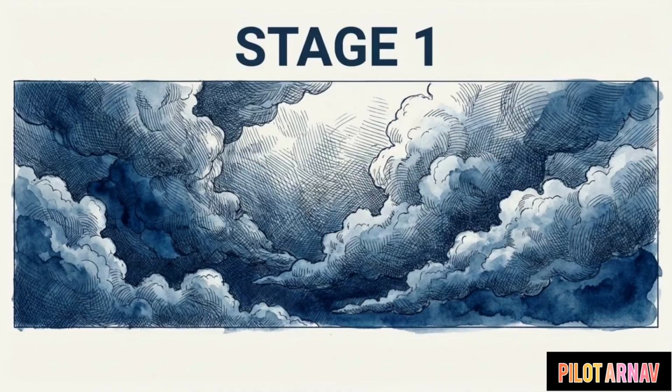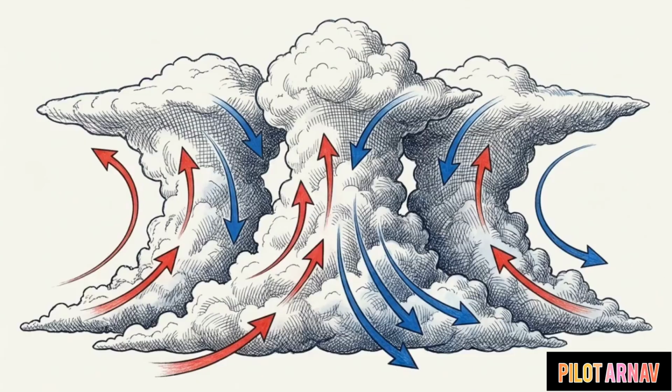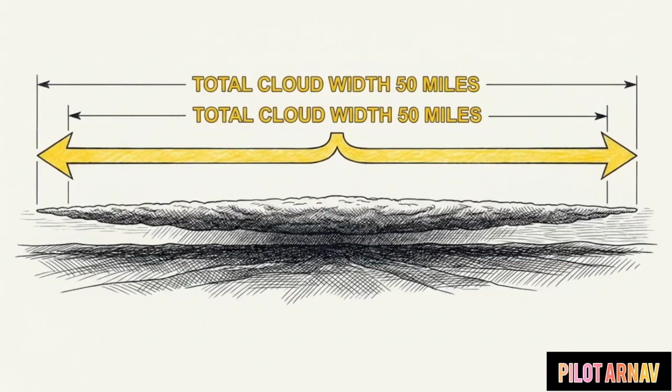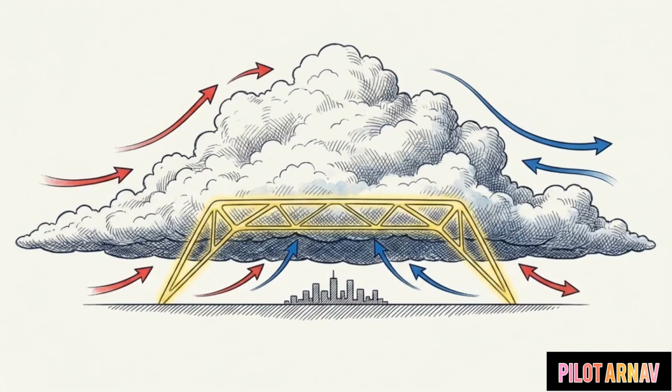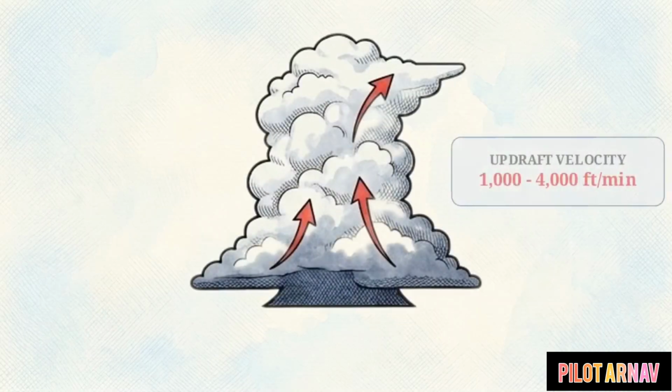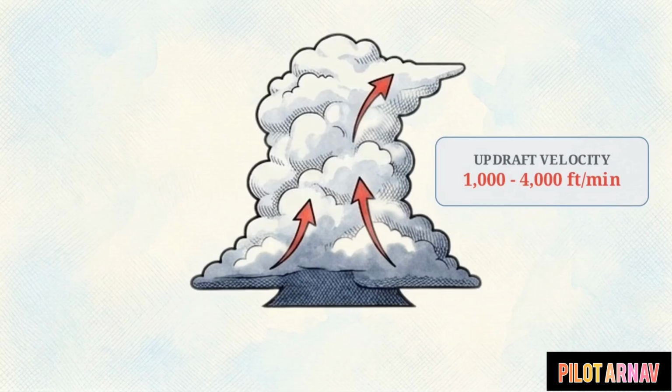The life cycle begins with the building stage. Here, multiple smaller cumulus clouds merge into a single massive core. At this point, the base of the developing cumulonimbus typically measures approximately 5 nautical miles, or 9 kilometers, across. The internal dynamics of this stage are characterized by pure upward motion. The system pulls in moisture through massive organized updrafts.